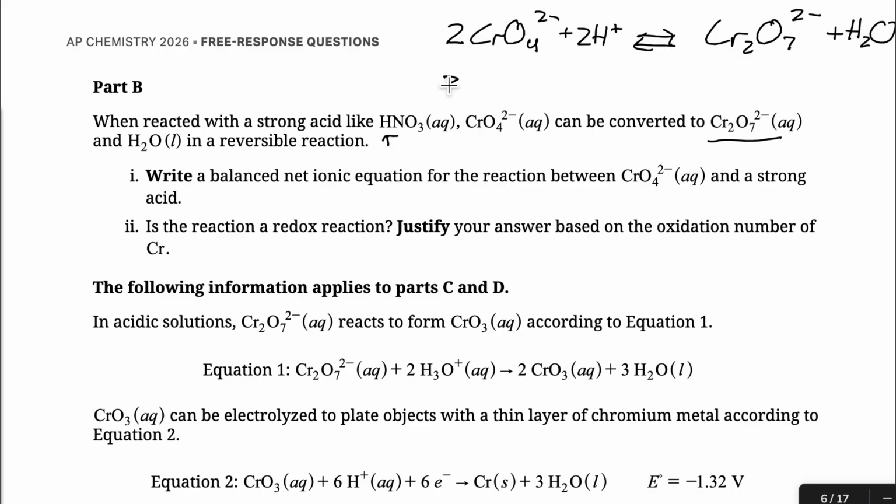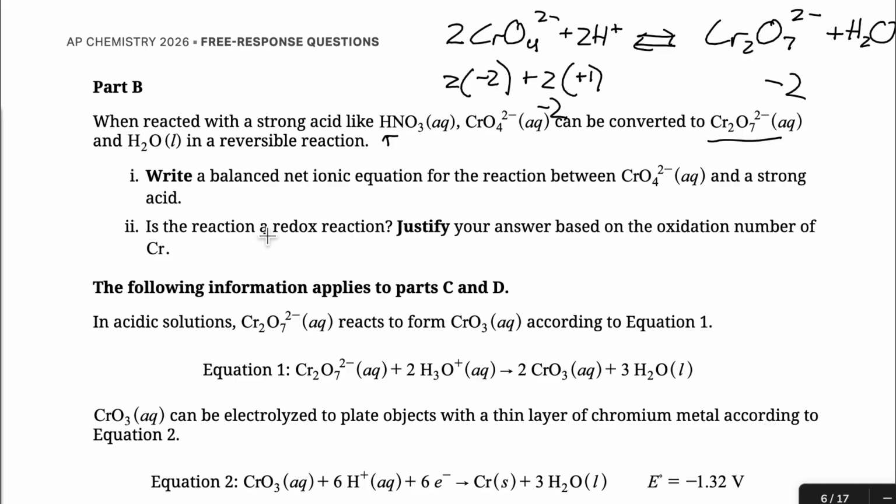So here you have 2 times -2. You have 2 molecules that are -2 charged, and then here you have 2 plus 1. So on this side you have -4 plus 2, which is -2. On this side you also have -2, so we know we're done.